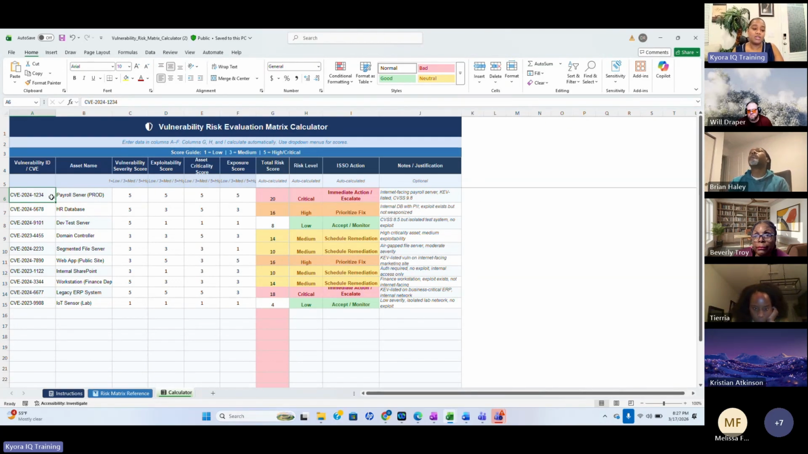But the scenario is going to give you a vulnerability CVE ID, an asset name, and then you are going to be responsible for figuring out the vulnerability severity score. I mean, at the end of the day, the total risk score, right? So if you change these columns, then you'll see that the risk level and the ISO action will change as well. So I built that in so that it gives you guys a little bit of automation, and then notes justification here so you guys can input some manual notes if you wanted to.